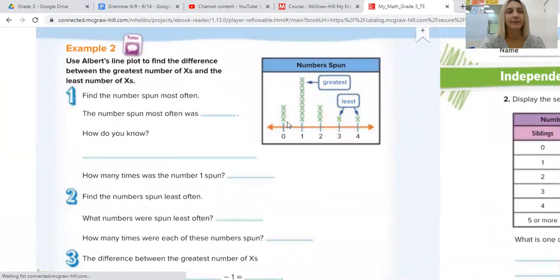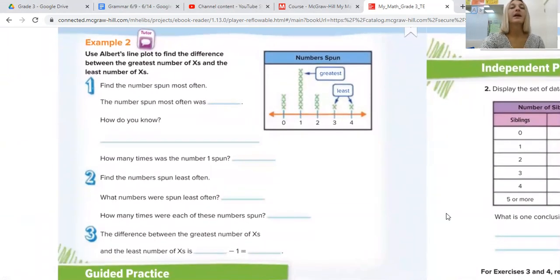All right, let's do number 2 together. Use Albert's line plot to find the difference between the greatest, so the biggest number of x's, and the least number of x's. So we have our same line plot. Now we're just interpreting some things. So find the number spun most often. Number 1 was spun the most often.